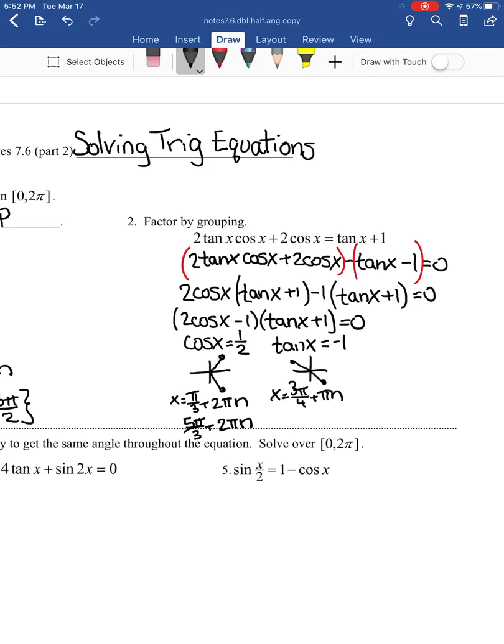And since I did some pre-thinking here because I wanted my solutions on 0 to 2 pi, I get to write x is equal to, from the first one, two solutions: pi over 3 and 5 pi over 3. From my second one, I can see I have two solutions from 0 to 2 pi. That's going to be at 3 pi over 4 and negative pi over 4, but I can't say negative pi over 4, so I add 2 pi, which is 7 pi over 4. And those are my solutions to number 2.